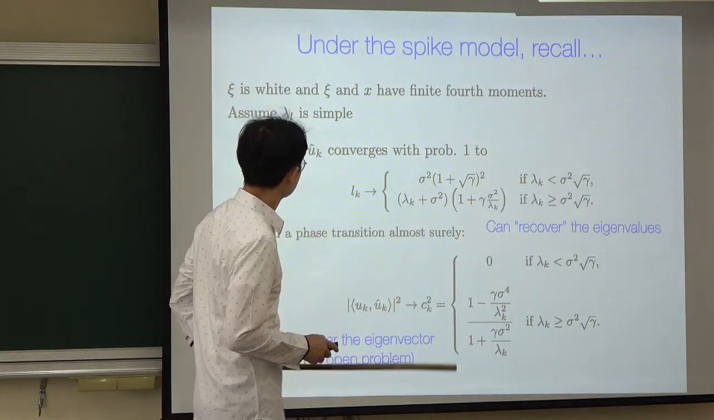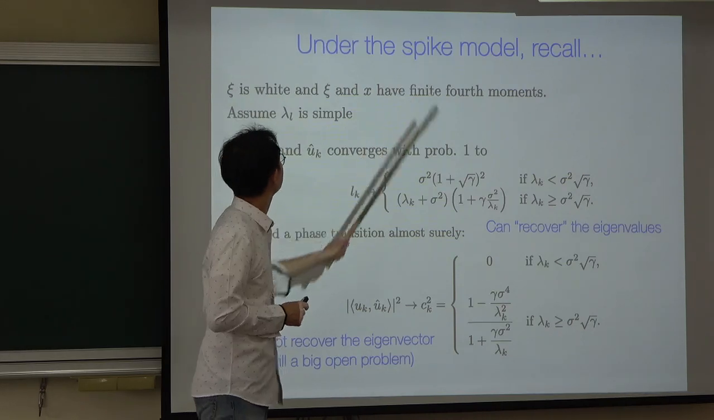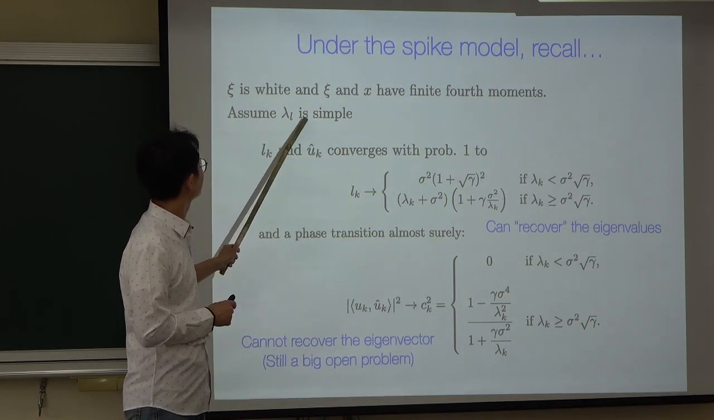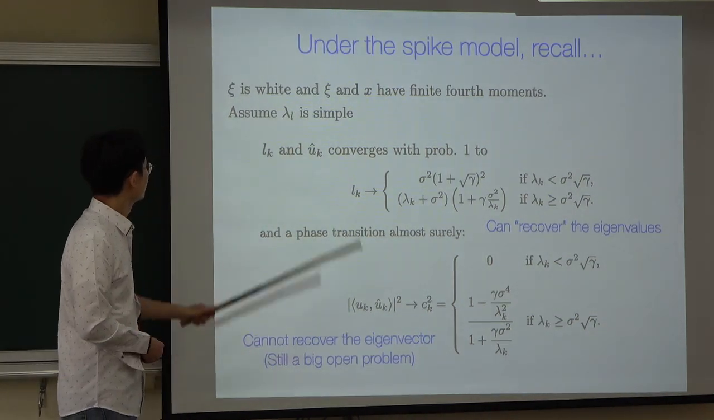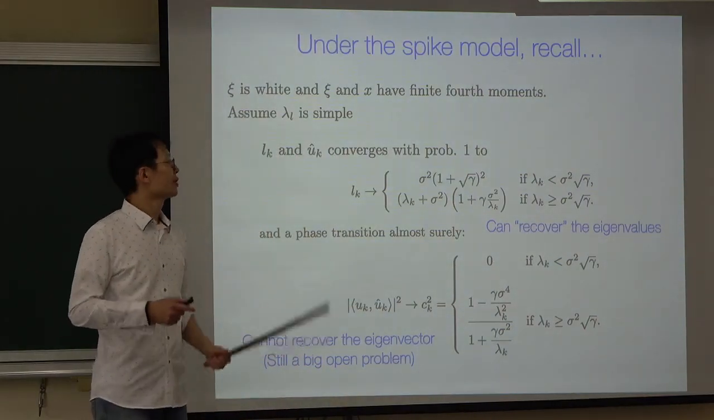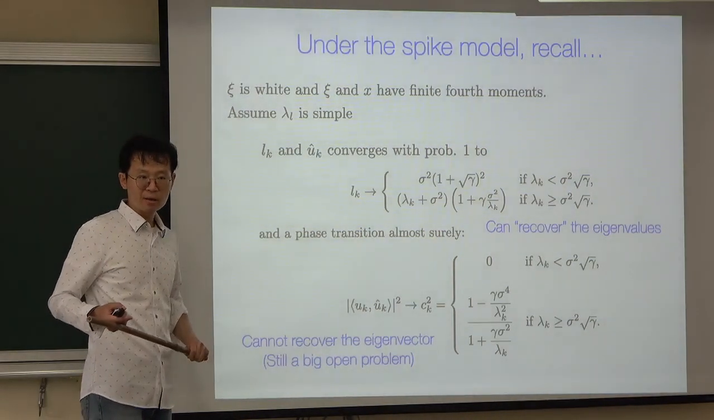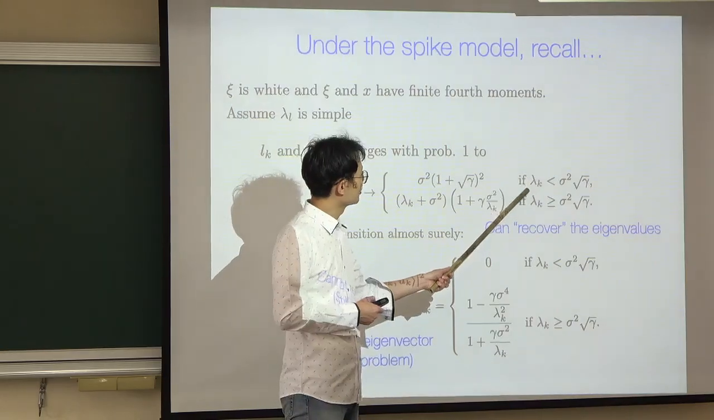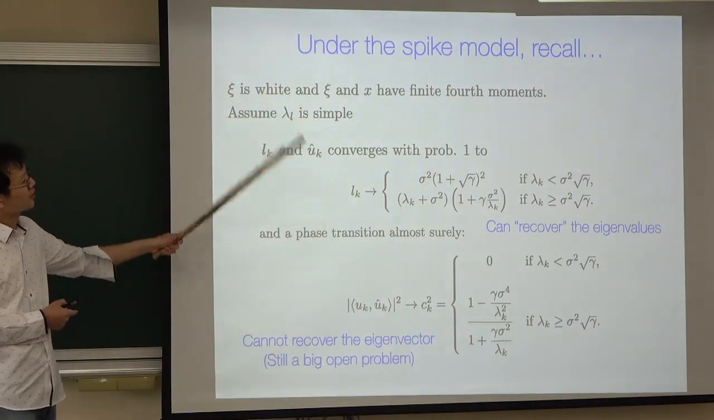This is what we mentioned in the second lecture, but let's have a quick recall. Under the spike model, the noise is white, X has finite fourth moments, assume lambda is simple, and so on. If lambda is not simple, then we just change everything to eigenprojections. Then the eigenvalues and eigenvectors converge with probability 1 to limits and so on. The point here is that all the eigenvalues and eigenvectors of the sample covariance matrix will be biased. And if the low-rank signal strength is too small, then you cannot get anything back. That is what we discussed in the second part of the lecture.